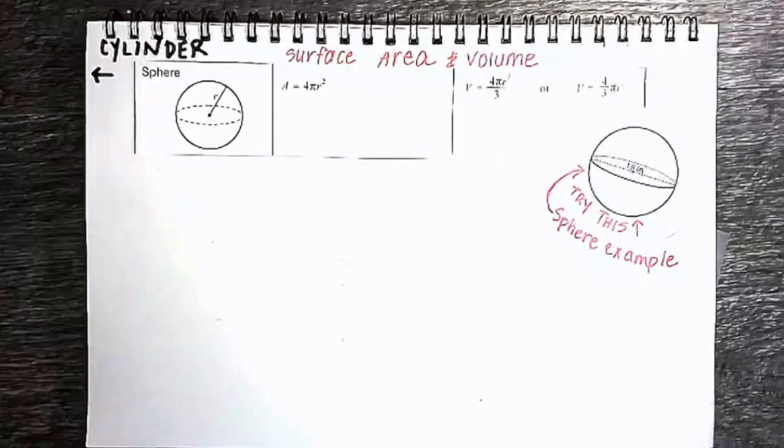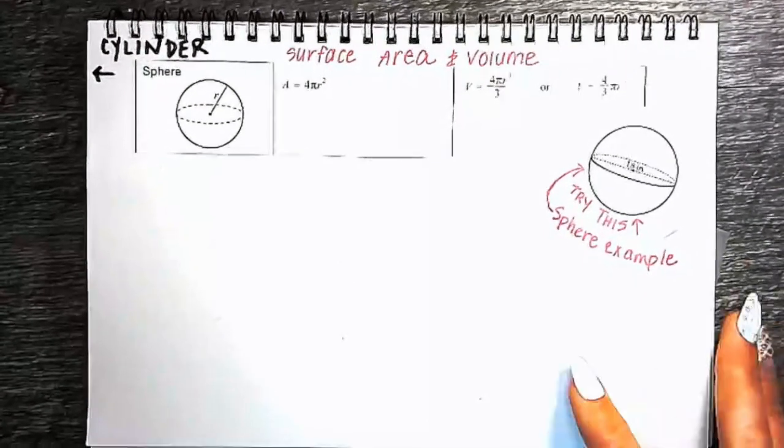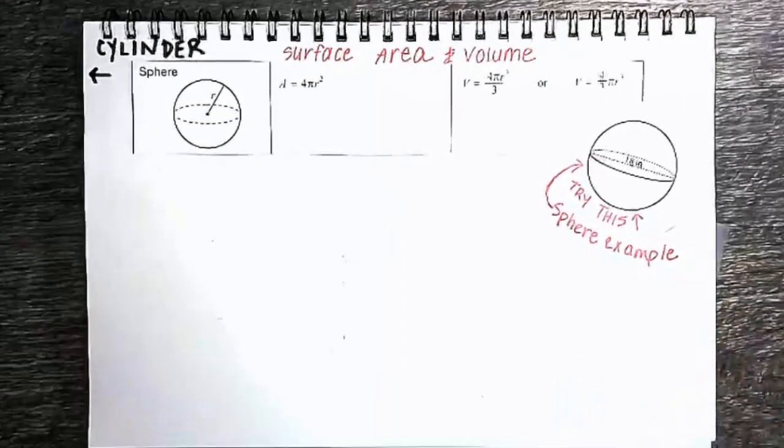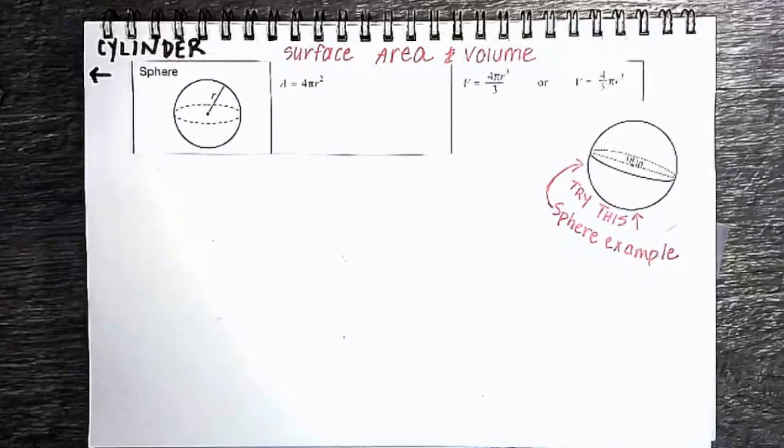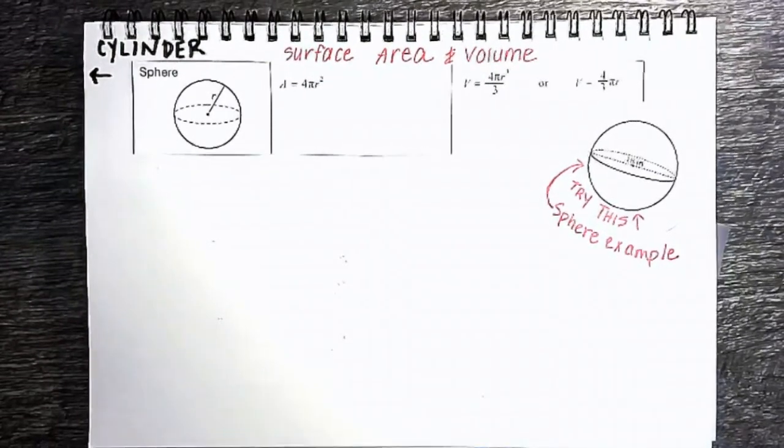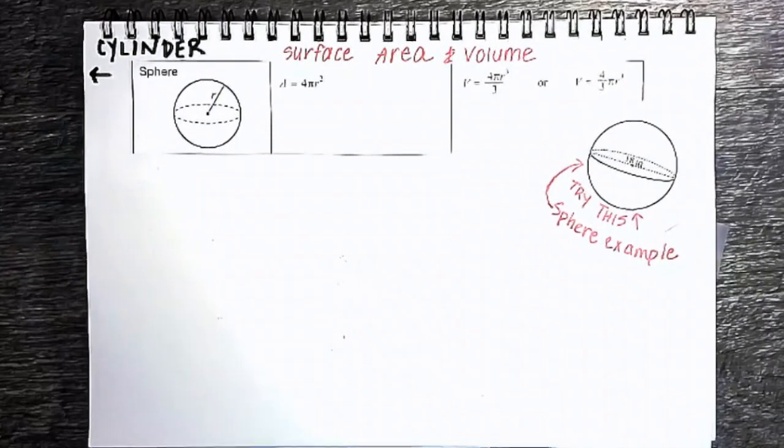Hey guys, this video is following the cylinder video of surface area and volume. This is spheres, surface area and volume of spheres. So a sphere is really sort of the way a little kid might describe a 3D circle, I guess. If you had a circle and you were to revolve it around one of its diameters, it would make a sphere.